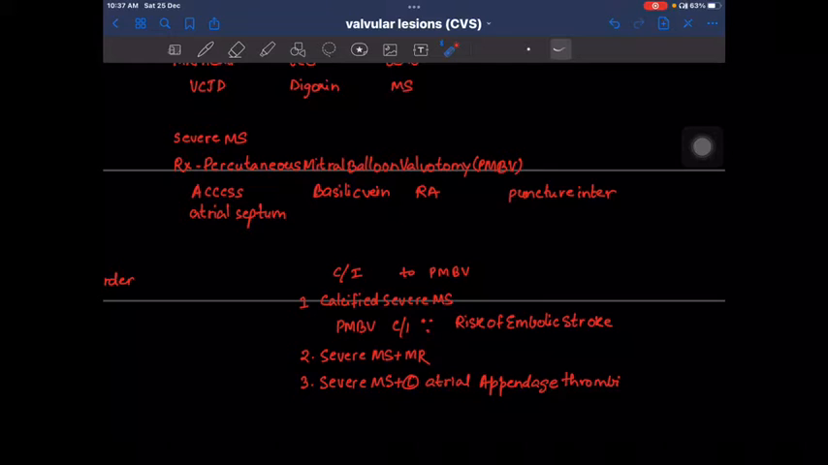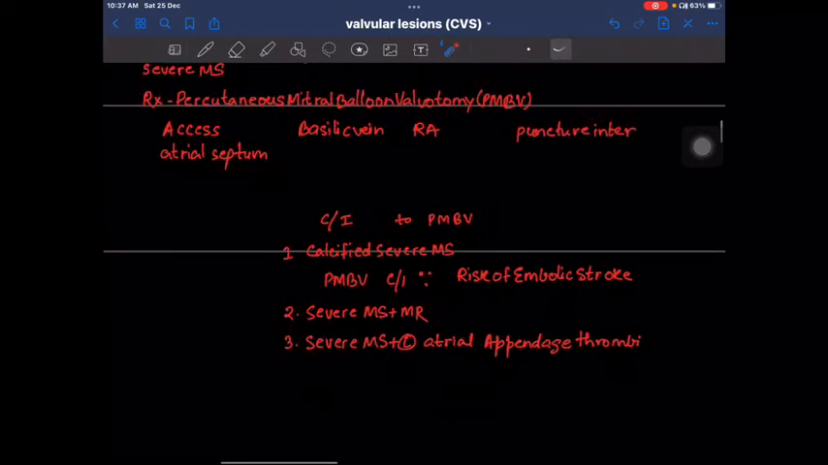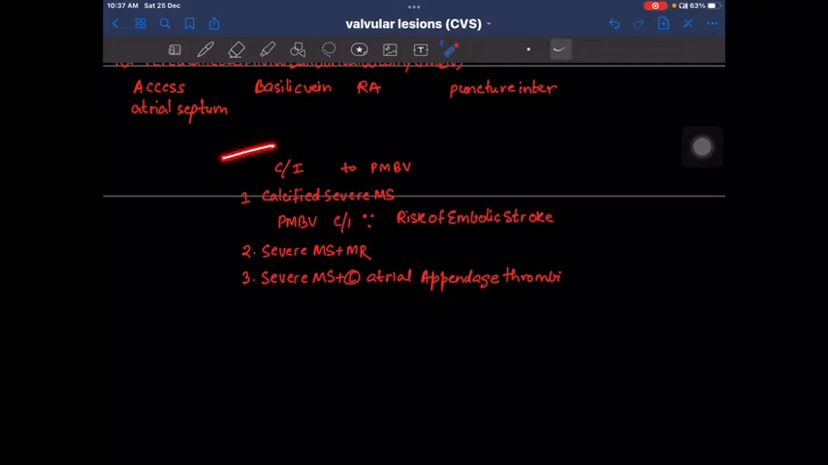Okay. In this, what we do is we access the basilic vein. Okay. From vein we go to atrium. Okay. Then we puncture the interatrial septum, and then we are in the left atrium, and then we are repairing our mitral valve. Okay. Very important question is, what are the contraindications to this PMBV? Okay. So these are any calcified severe mitral stenosis. Okay. It is contraindicated. Why? Because of the risk of embolic stroke. Okay. The calcified valves are brittle. They'll break off and fly away.